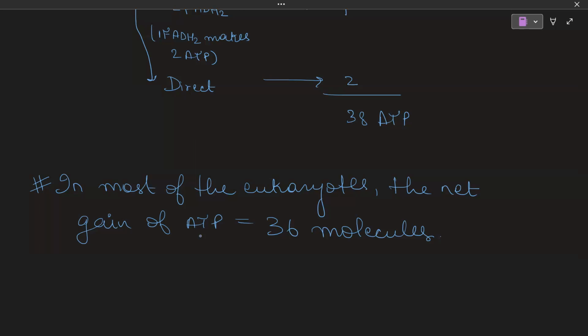And if we are talking about aerobic respiration, mainly during aerobic respiration, 36 ATP molecules are synthesized in the case of eukaryotic cells. Got it? So this is your respiratory balance sheet.